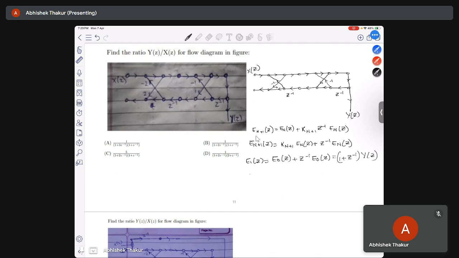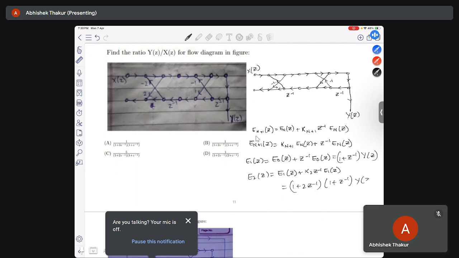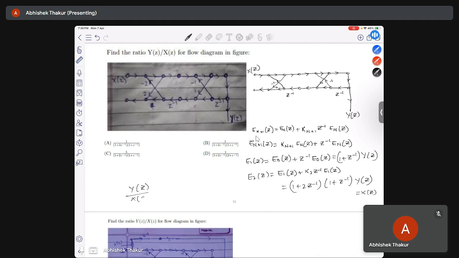And E2(z) is equal to E1(z) plus K2 z inverse E1(z). So this is equal to 1 plus 2 z inverse times 1 plus z inverse Y(z). Okay. And this is equal to X(z). So what is our Y(z) divided by X(z)? That is equal to 1 by 1 plus 2 z inverse times 1 plus z inverse. So the correct option is option number B.